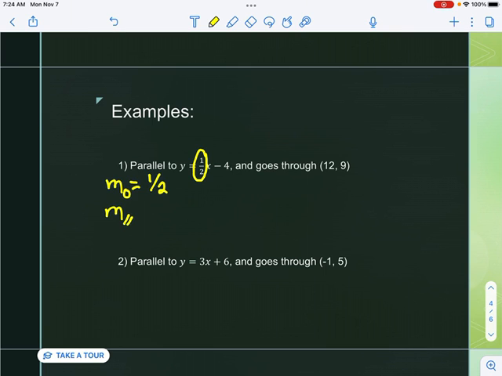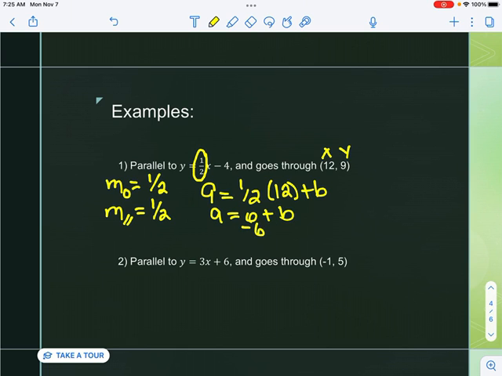The slope of the line parallel to it is also 1/2. So now I take that and my point, x comma y, and I plug them in. So it's going to be 9 equals 1/2 times 12 plus b. So now half of 12 is 6. I minus the 6 from both sides, and that gets me 3 equals b.